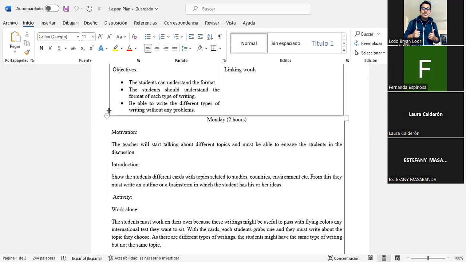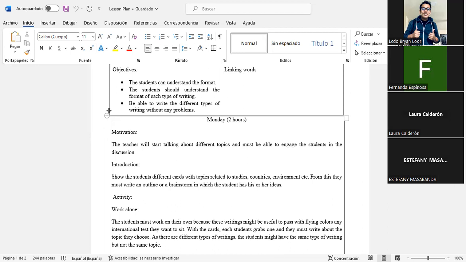In this case, the motivation will be that I will be giving them charts or cardboards with different types of topics, and the writings wouldn't change because there aren't any more, so that they can first start a discussion about what they will write about.